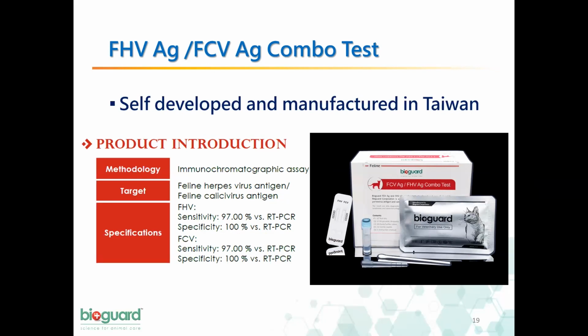However, the difference is that our qPCR machine can give you quantitative results, and our rapid test kit for feline herpes virus antigen can give us qualitative results.